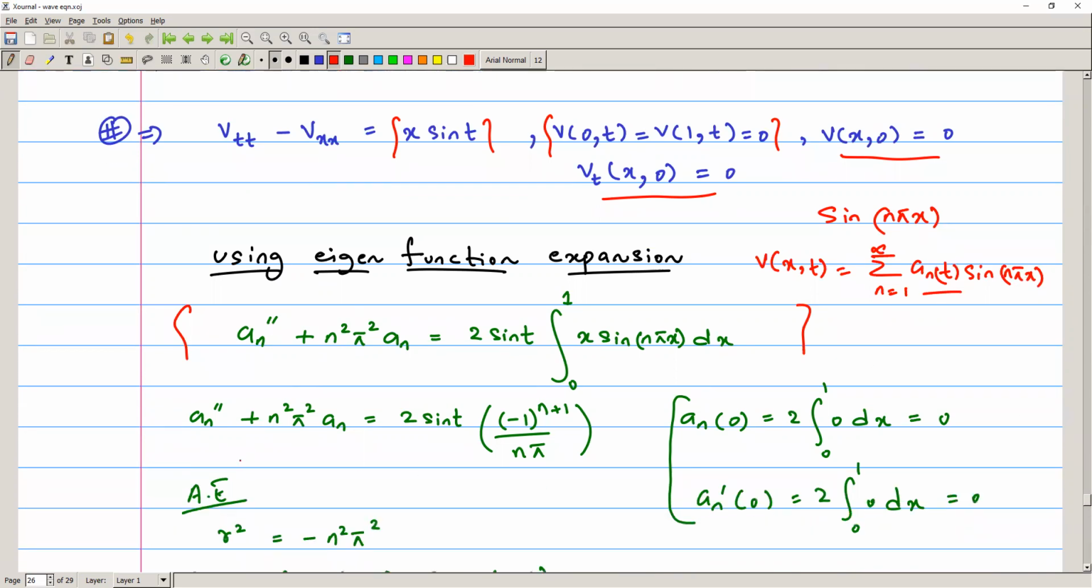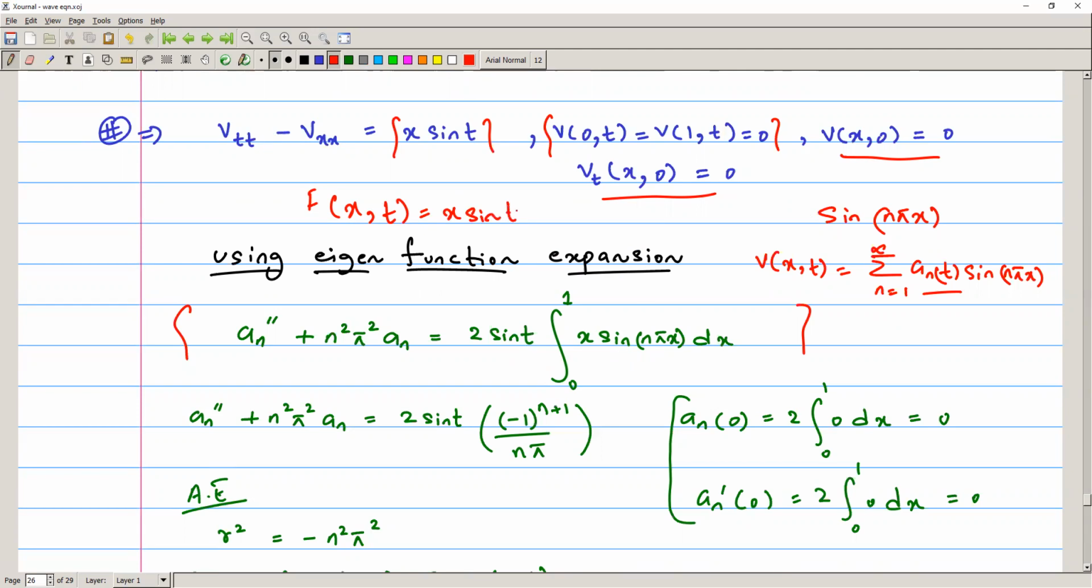This is a second order equation, a wave equation, so we have a second partial derivative in time t. In the case of the heat equation, we have a first partial derivative of t, so we use a_n prime plus n squared pi squared a_n. But here we will use a_n double prime because we have a second derivative of time. So a_n double prime plus n squared pi squared a_n equals 2 sine t times the integral of this, which is f(x,t). Here f(x,t) equals x sine t.